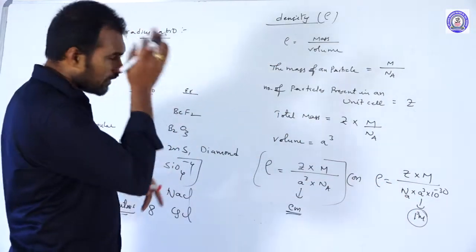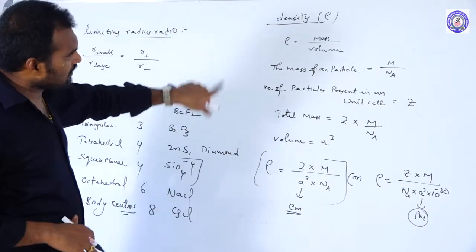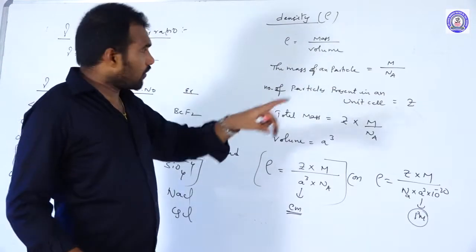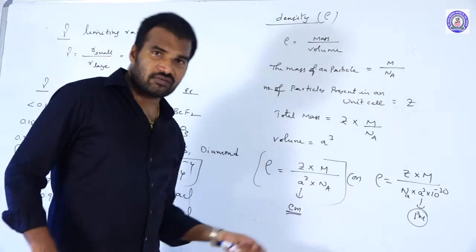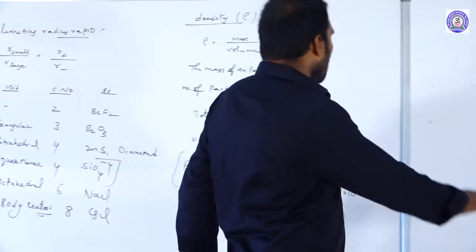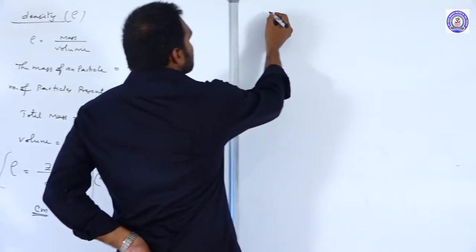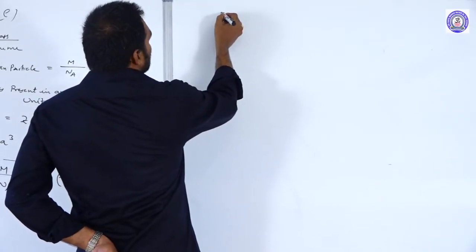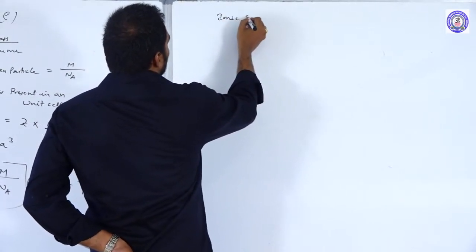Okay, so this is about the density. By using this density, you can easily calculate the effective number of atoms or molar mass of the unknown substance. Okay, this is also one more. You should be clearing it. After that, let us discuss the crystal lattices of some ionic solids.